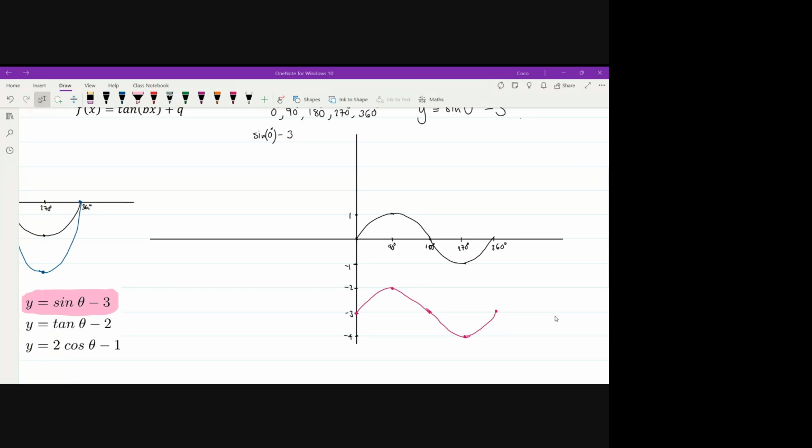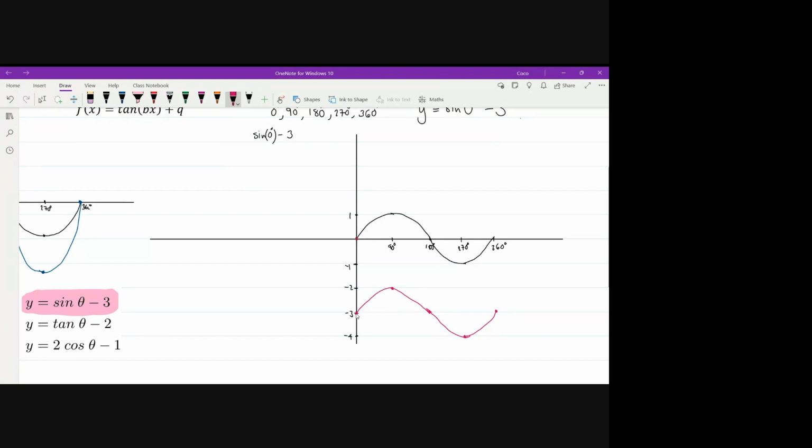Is it a vertical shift? Is it a horizontal shift? What kind of shift are we looking at? Vertical shift. Good. It's shifted my graph down by 3. We see that. Where normally sine of 0 would have been 0, my sine of 0 gave me -3.